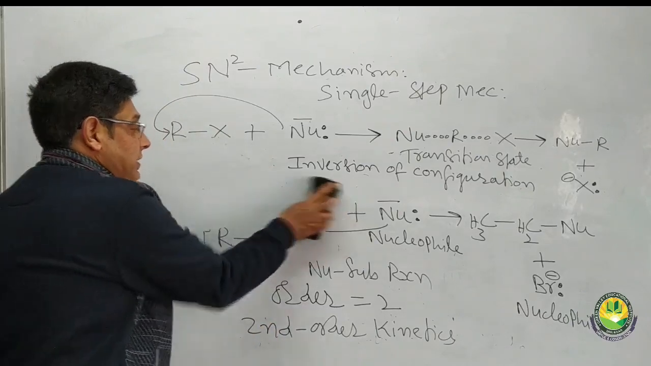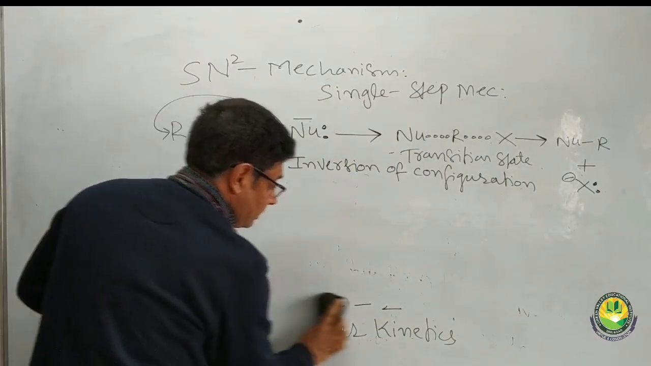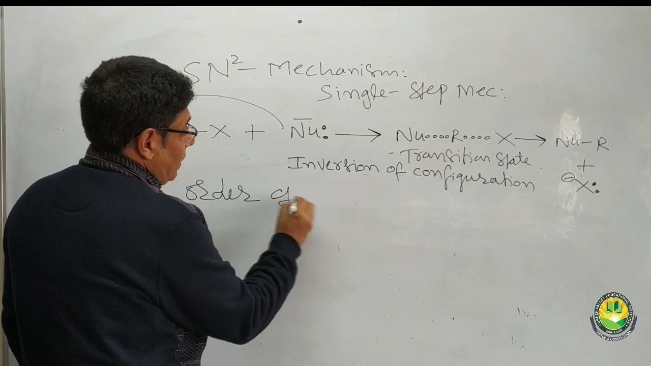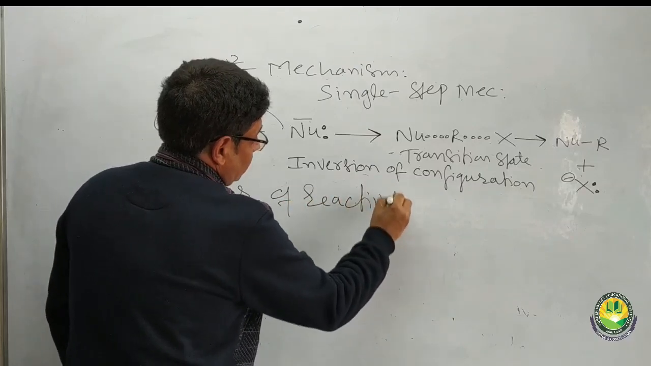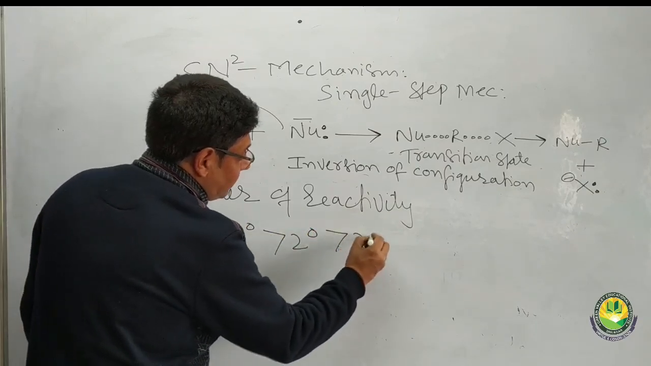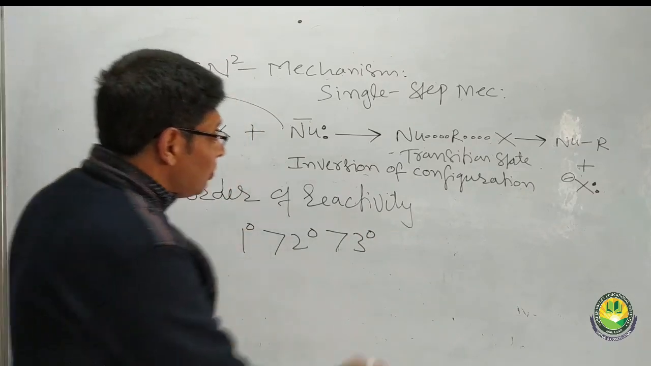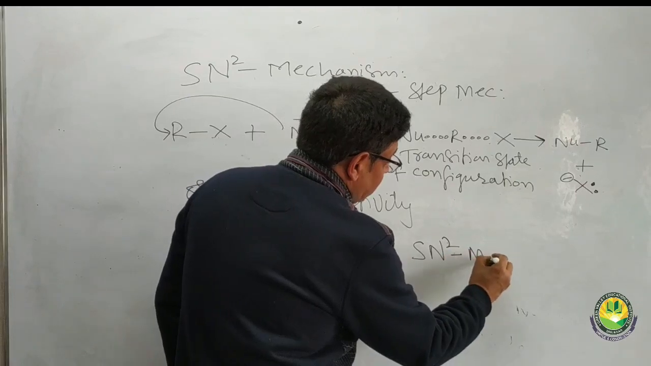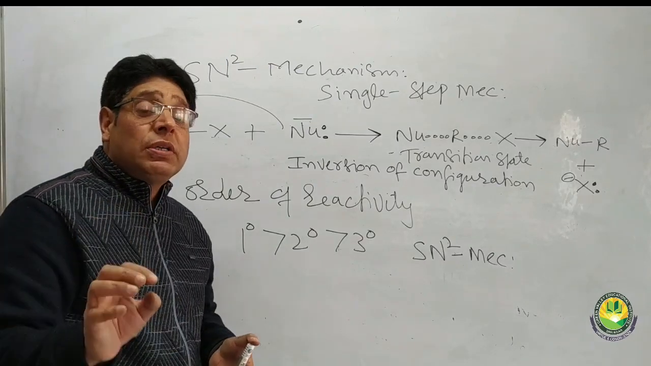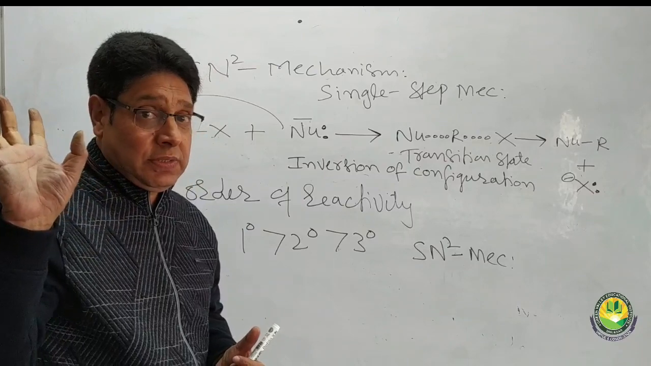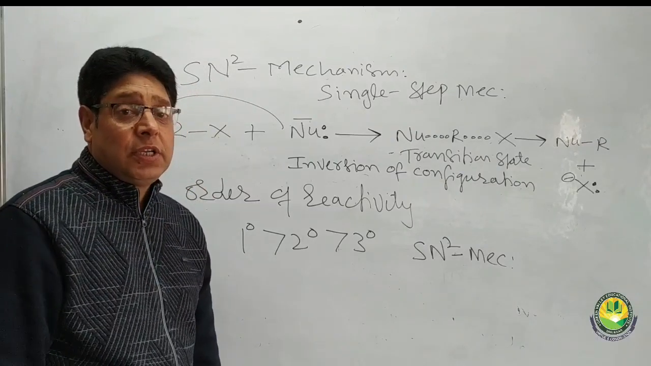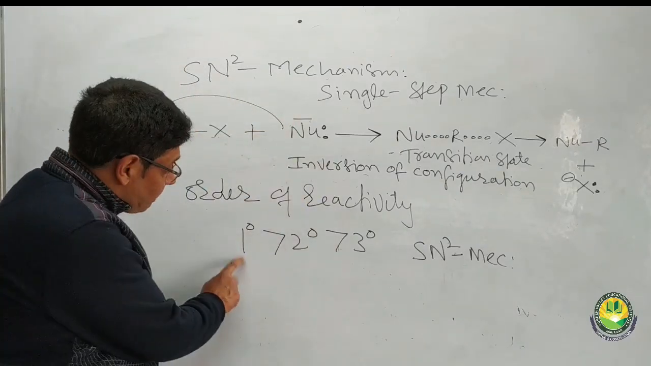The order of reactivity will be primary alkyl halide greater than tertiary. When it is SN2 mechanism, SN2 mechanism involves backside attack. Therefore, the substrate of choice for nucleophilic substitution by SN2 mechanism is primary alkyl halide.